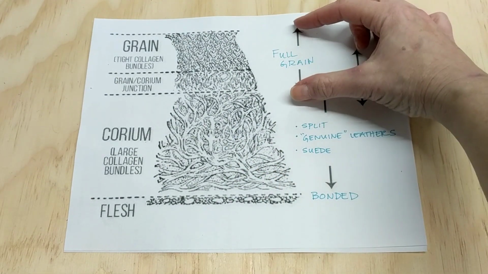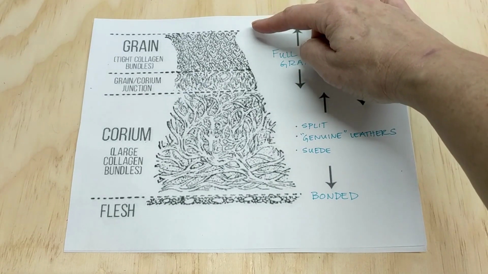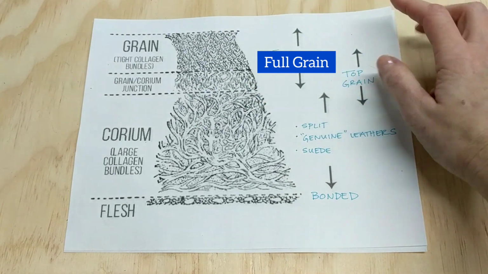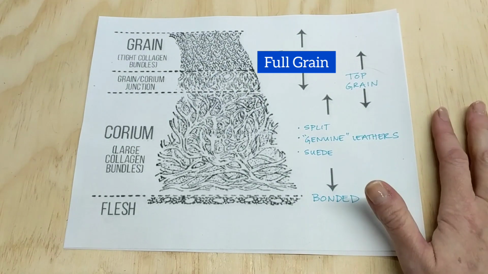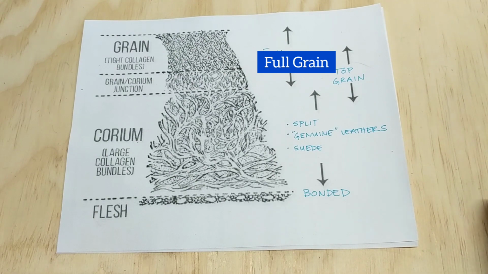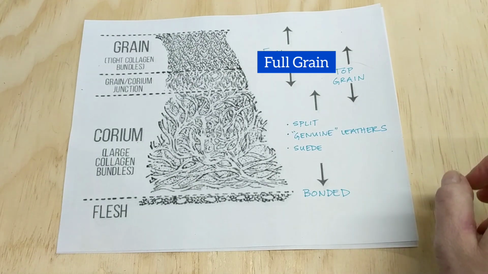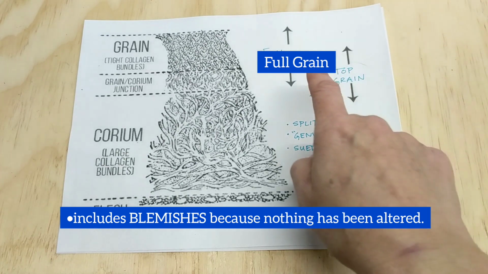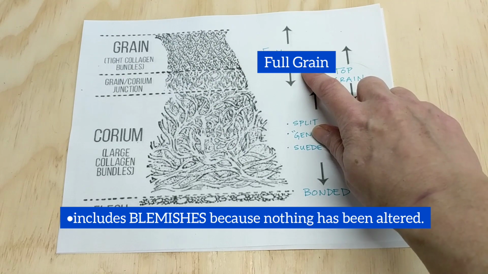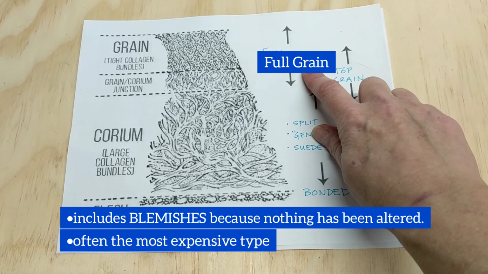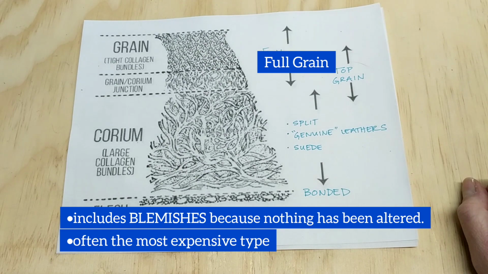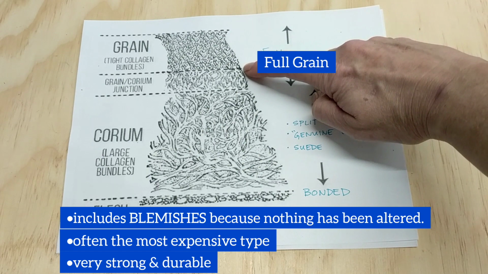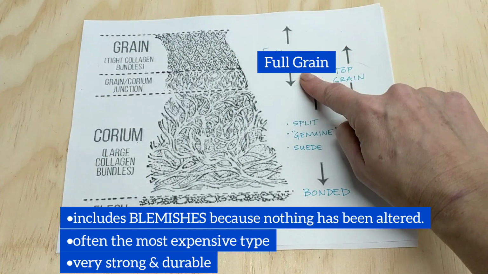The very top portion here that includes the grain and this upper part of the leather closest to the grain is called full grain. And basically what that means is that the entire grain is intact. And it typically does, because of that, include blemishes and some imperfections. That's because nothing with respect to full grain leather has been altered. It's oftentimes the most expensive because of its durability and longevity, and it's very strong. Again, remember, it's closer to the grain, so you've got the tightest fiber structures up here in full grain leather.